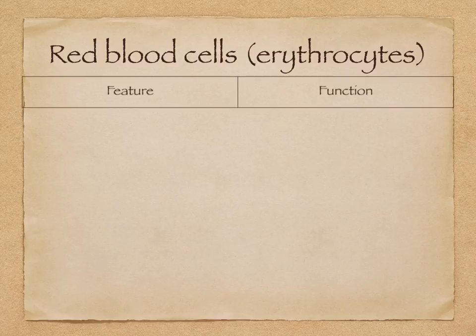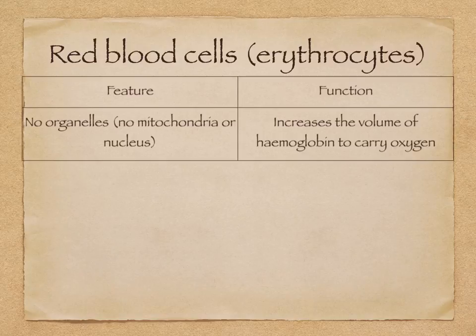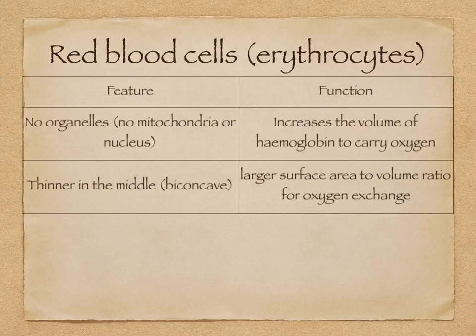So let's have a look at the different features of red blood cells and their functions. Red blood cells are unusual as they don't have a nucleus, mitochondria, rough endoplasmic reticulum, or Golgi apparatus. So this increases the volume of hemoglobin that can carry oxygen. They're thinner in the middle, so they've got a biconcave shape, so that there's a larger surface area to volume ratio for oxygen exchange.